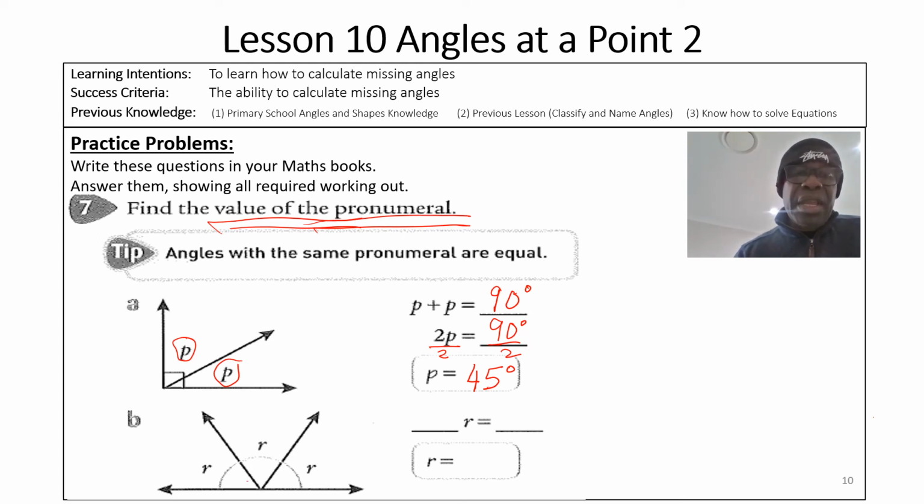When you come down here to question B, remember this is a straight line, so it's supplementary, they add up to 180 degrees. So R plus R plus R, that's 3R equals 180 degrees. So if you want R, you divide by 3 and you divide by 3. And so 180 divided by 3 is 60 degrees. In other words, 3 times 60 is 180 degrees. So that's it.